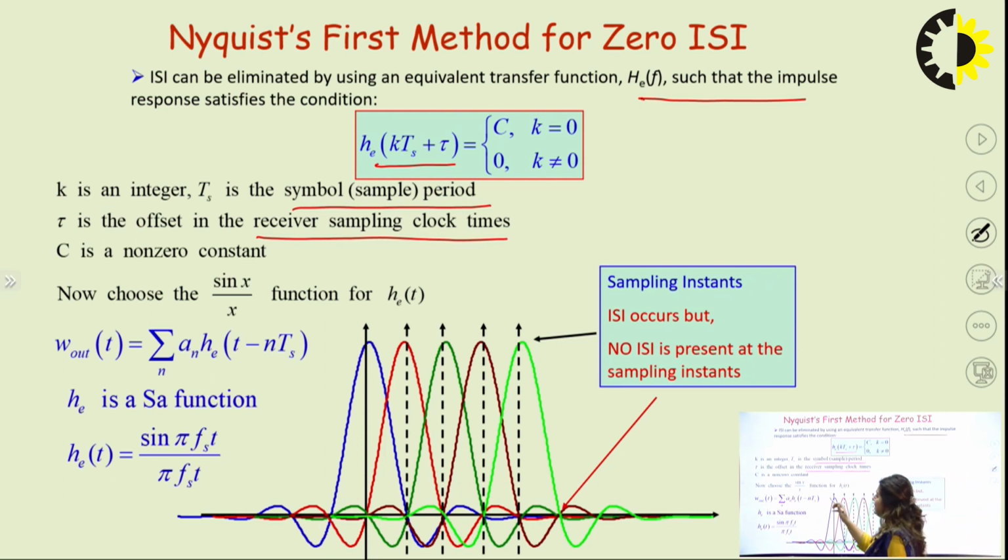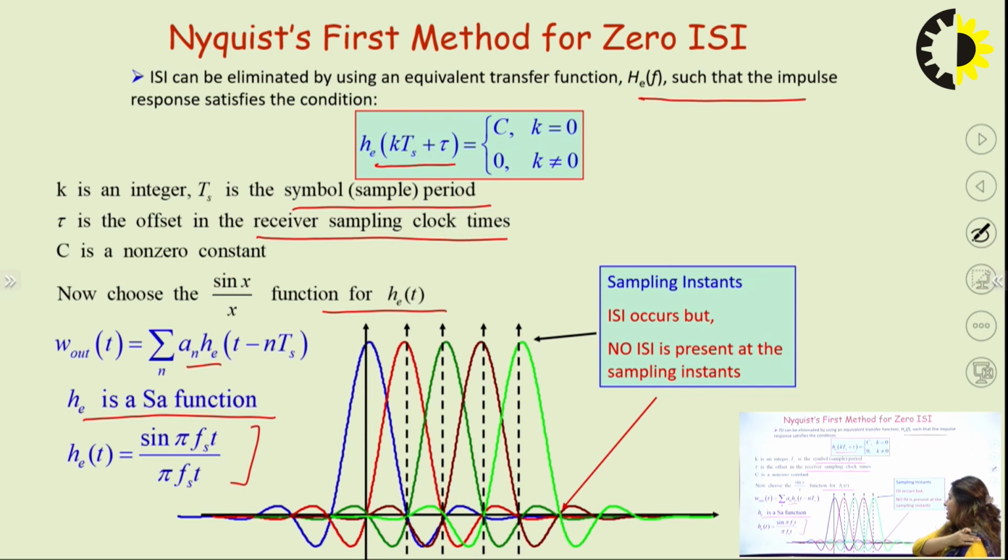So we can choose the sin x by x function for h_E(t). Here we have already discussed that w_out is equivalent to the summation over n of h_E(t minus nT_s), where h_E(t) is your equalizing filter at the receiver. So here h_E is a sampling or Sa function, which is your sinc function. So h_E(t) we can define as sin(pi t over T_s) upon (pi t over T_s). We can see from the diagram that they are overlapping with each other, but they are not overlapping at their adjacent sampling instants. So one pulse has its sampling instant, suppose at 0, where it has a value of 1.